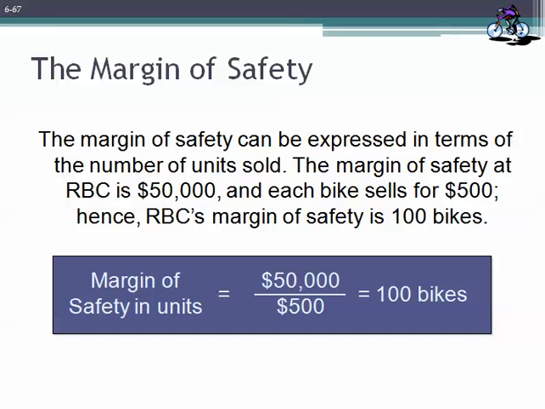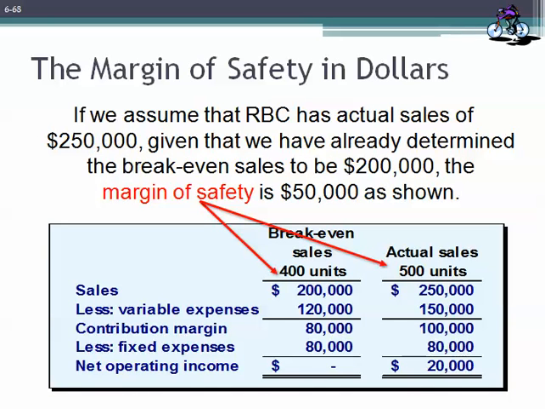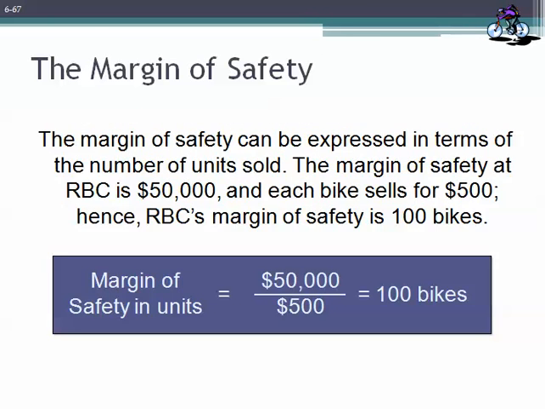Again, our margin of safety can also be expressed in terms of units. We could calculate our units by taking our margin of safety in dollars, $50,000, and dividing it by our selling price per unit of $500, and we get 100 bikes. Alternatively, we can just compare the break-even number of units with our current level of sales on our contribution margin income statements. Current sales are 500 units and break-even sales are 400 units. So our margin of safety is 100 bicycles.